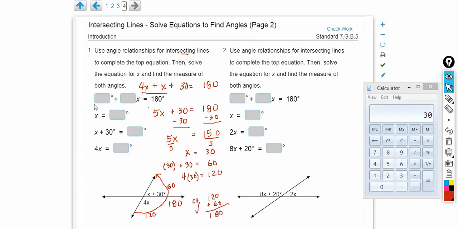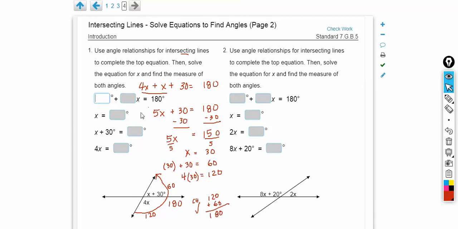Okay, so then here they're looking for this line right here, so they kind of skipped this line and went to this line. Okay, the 5 goes here because it has the x, and the 30 goes here because there's no letter next to it. Then we said the x equaled 30. Then we said x plus 30 equals 60. And then we said 4x was 120. Then we checked it out.